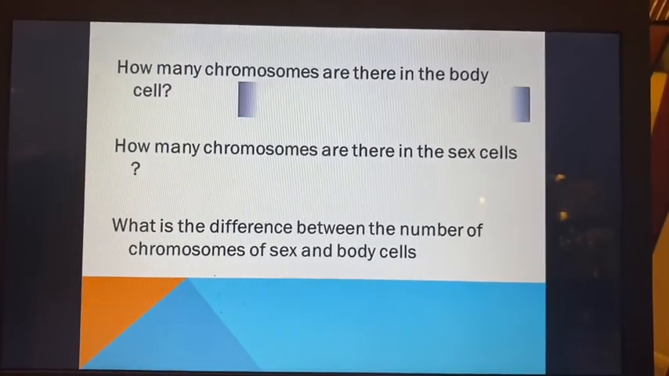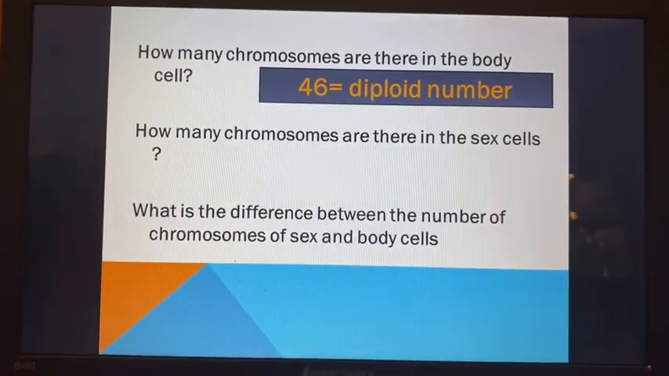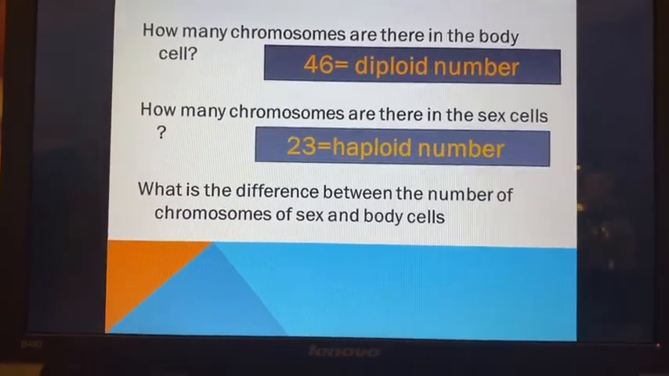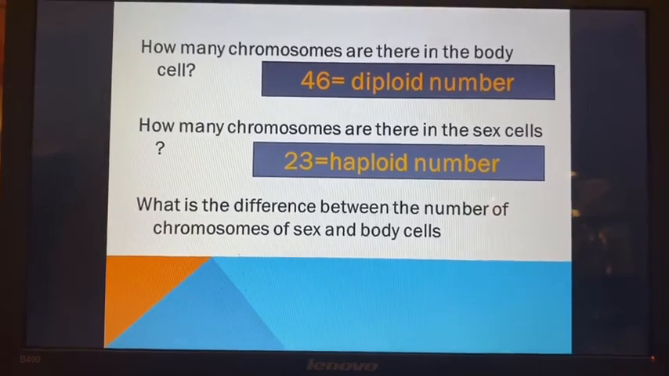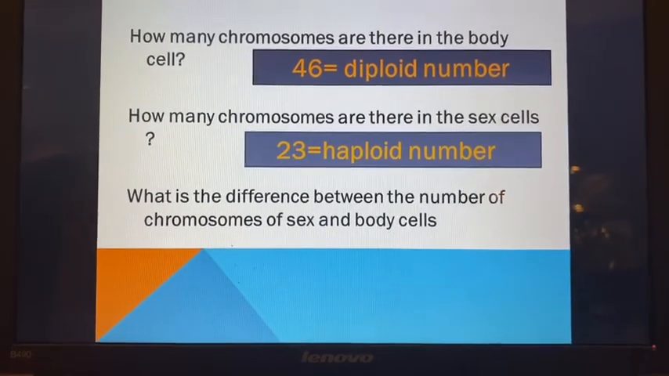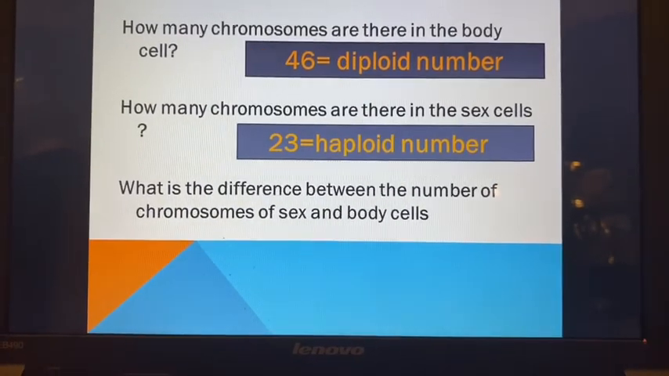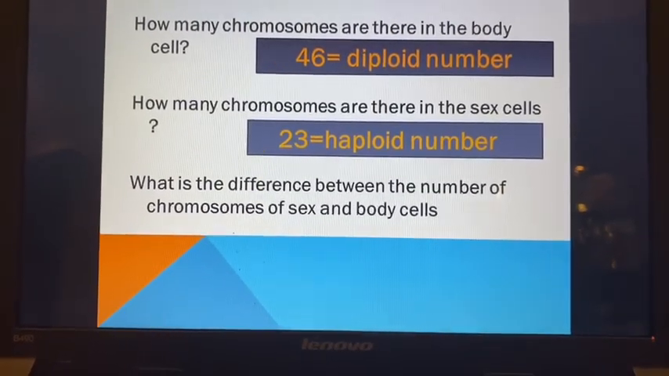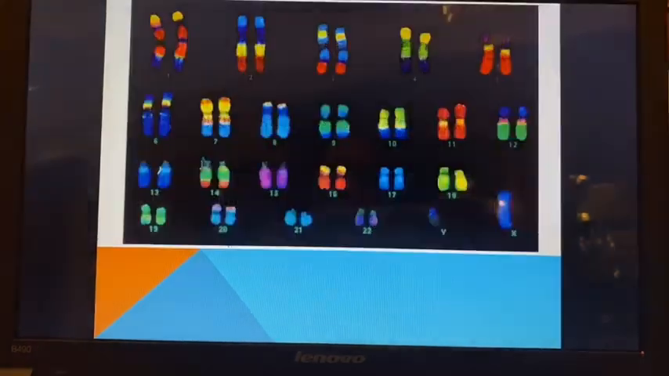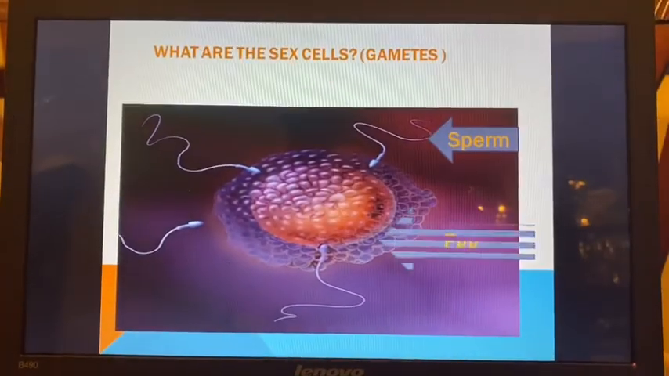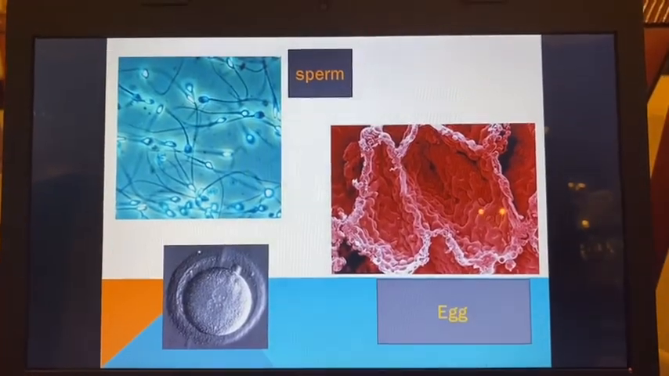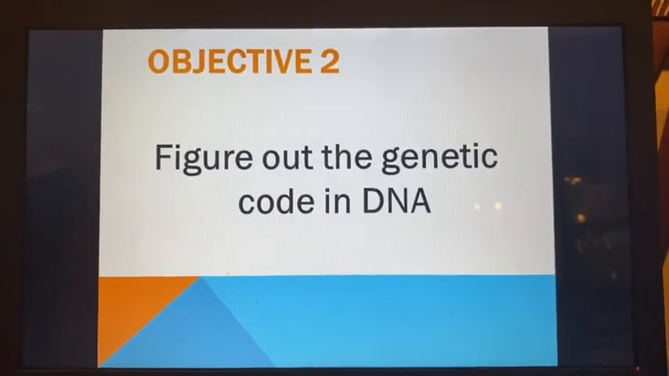We started and we said there's something called diploid number and a haploid number. Diploid number is the number of chromosomes inside any body cell, and the haploid number is the number of chromosomes inside the sex cells, because they are half the number of chromosomes in the body cells. Okay, and then we started with objective number 2.